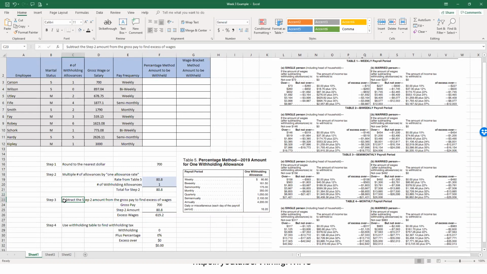And then in step 3, we're going to subtract the step 2 amount from the gross pay to find excess wages. That's what we're trying to do in this step, is come up with excess wages. What I did here is I just did an equal sign and this amount, because this is our gross pay that we have. And then the next step is going to take the amount from our step 2. So I just went and clicked on our formula to take whatever is in the answer to step 2 and bring that down here. And then the result is going to be your gross pay less the step 2 amount. And that's going to be considered what your excess wages are.